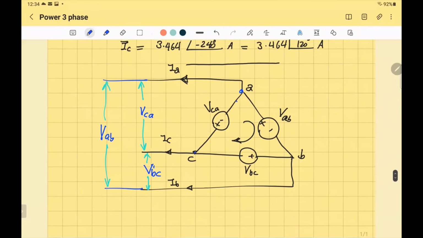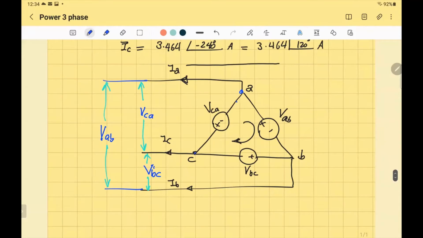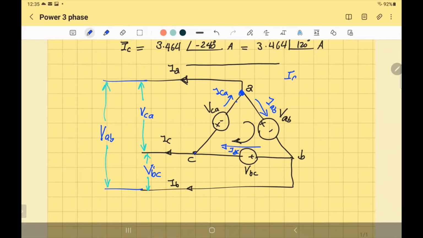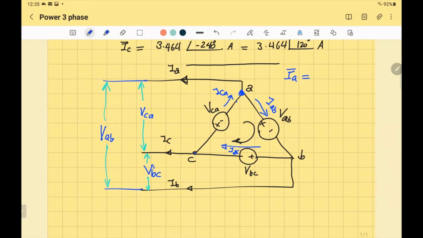If you look at IA coming out of the generator here, at this junction, what is the current? From A to B, that will be current IAB. From B to C, IBC. And from C to A, you will have the current ICA. So the line current, let me just get one current. The line current IA, for example, that's equal to what?